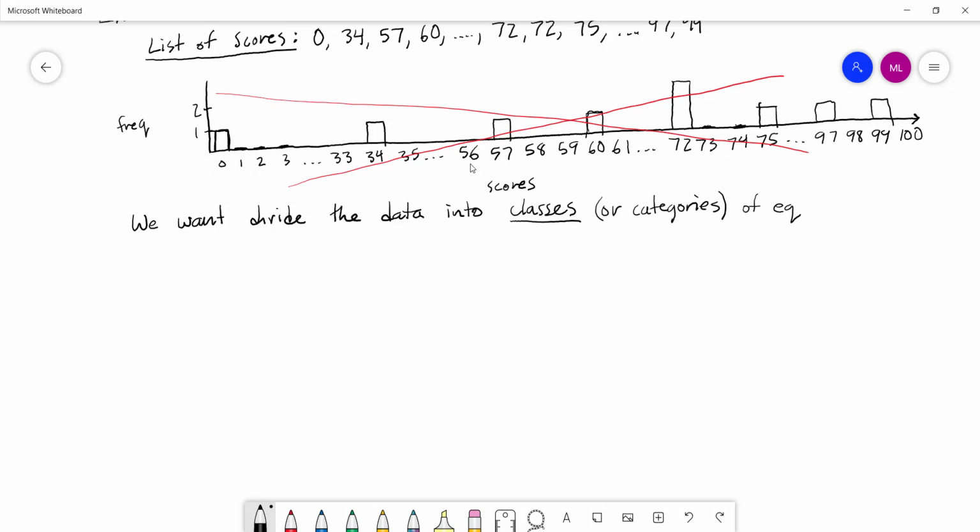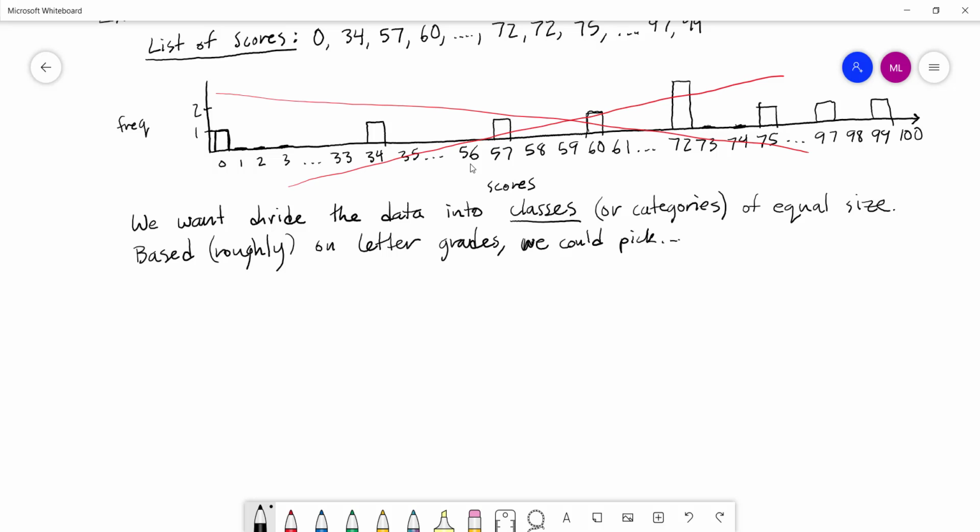And so, in this case, based roughly on letter grades, we could pick the following setup. So maybe I pick all the scores from 0 to 9. So let me label this. My class is going to be right here, and I'll list them all out. So we'll have 0 to 9. That's one possible class, one possible grouping.